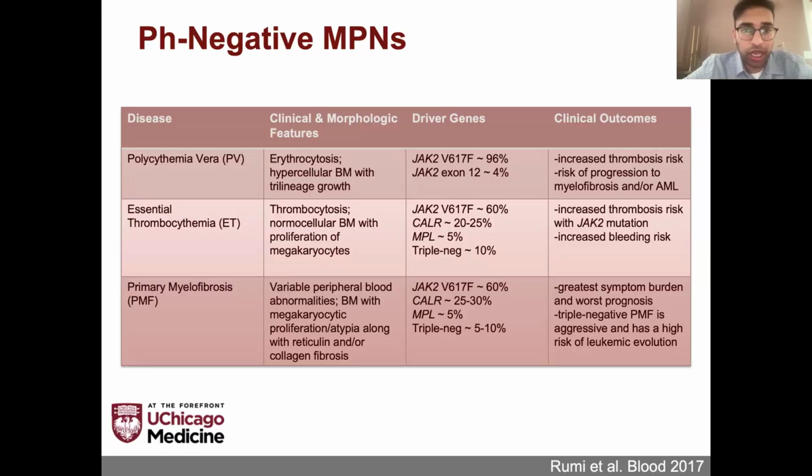Virtually all patients have a mutation in a gene called JAK2 in those that have polycythemia vera. And polycythemia vera is associated with increased risk of clotting complications or thrombosis, and also an increased risk of progression to myelofibrosis or acute myeloid leukemia, otherwise known as blast phase MPN, when compared to essential thrombocythemia.